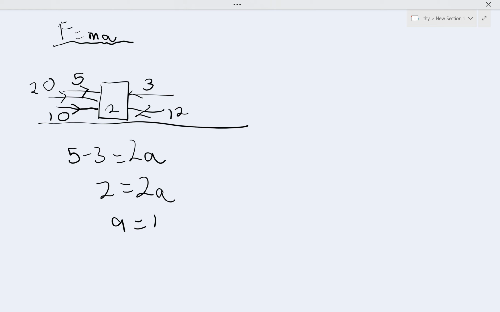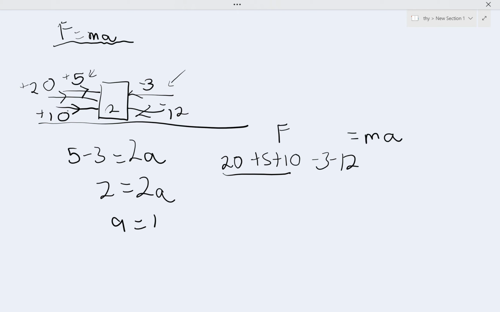One way to do this is to take one direction as positive and pick another direction as negative. So if I picked all the forces pushing this object forwards as positive and these as negative, why do I do this? It's because these are trying to fight against these other forces. They are opposing them. So 20 plus 5 plus 10, these forces are working together, and then the minus 3 and the minus 12 are opposing those other forces. The total force, each and every force acting on the object, is equal to the mass times the acceleration.